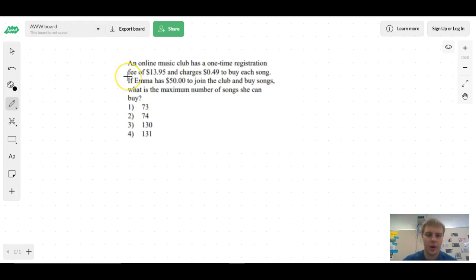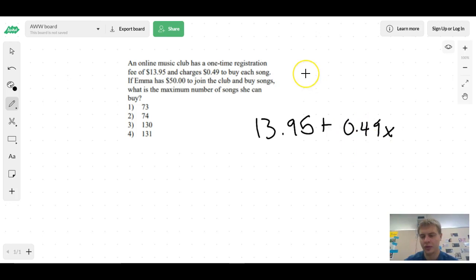In this problem right here, when I'm reading, I have an online registration that is going to be $13.95, and it charges 49 cents per song, and I would like to buy up to 50 songs. So I want to know the maximum number of songs I can buy. When I do this, I'm going to first write the equation, so I know my cost is going to be $13.95 plus 49 cents for every song. And I can buy more than one song, so I'm going to put an x next to that to show, hey, I can buy multiple songs of that.